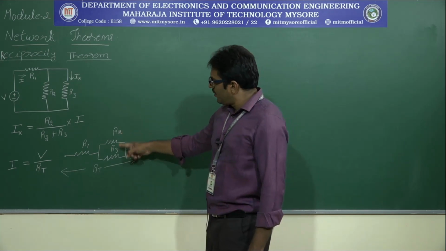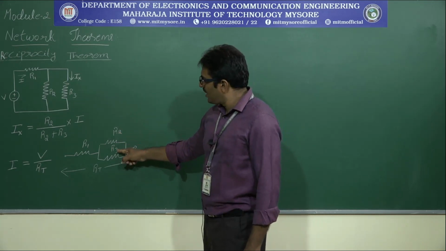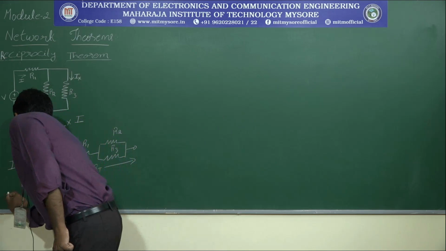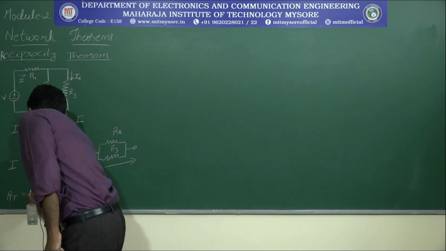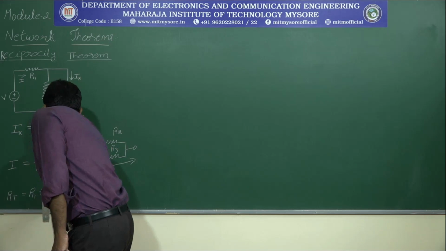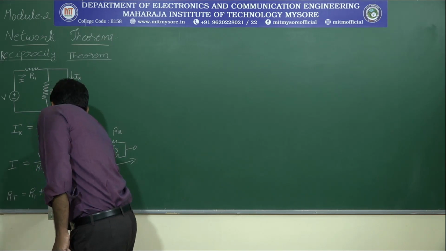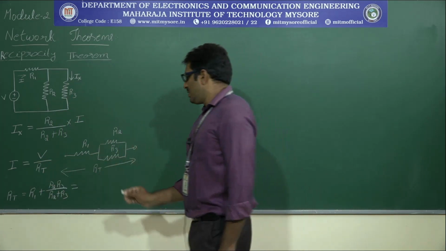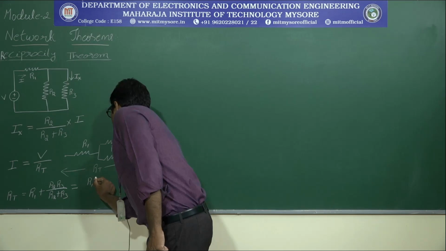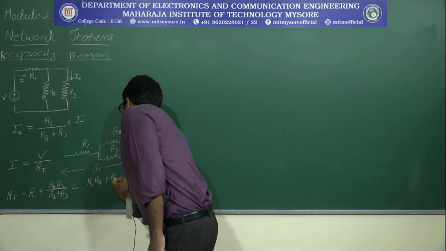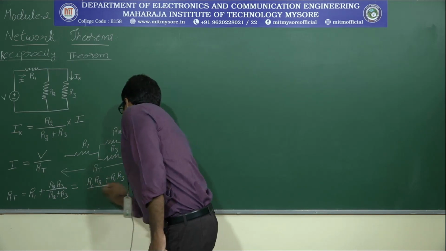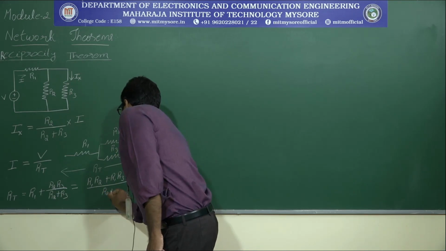How we can find out? R2 into R3 divided by R2 plus R3, that entire combination in series with R1. How we can write this? RT is equal to R1 plus R2 into R3 divided by R2 plus R3. Okay, just simplify this equation. R1 into R2 plus R1 into R3 plus R2 into R3 whole divided by R2 plus R3.